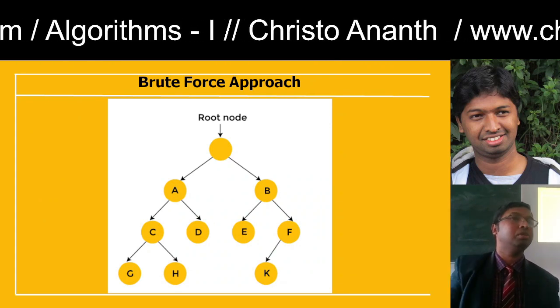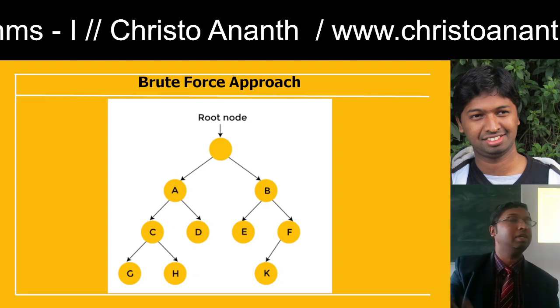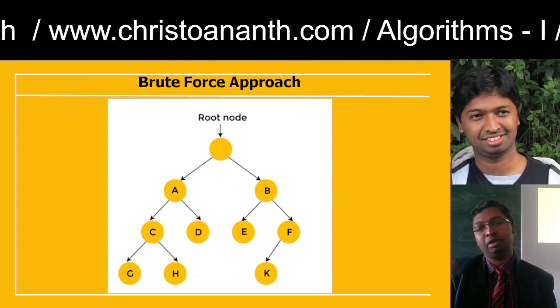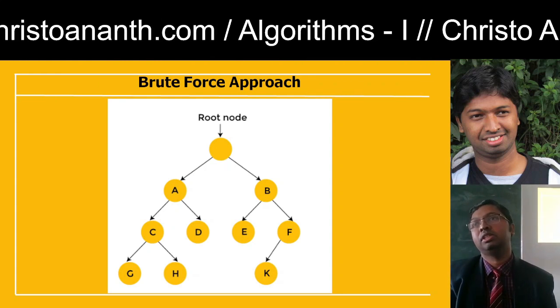Here we begin with the root node. So maybe we will have A, B. A will have C and D. C will have G and H. B will have E, F, and then K. Okay, so this is how it goes.